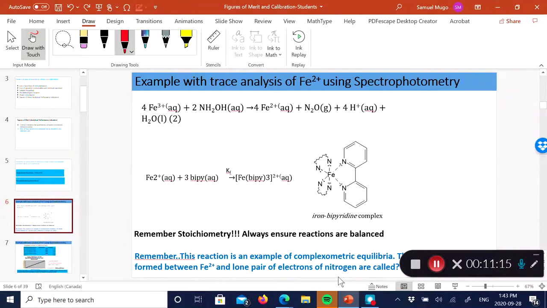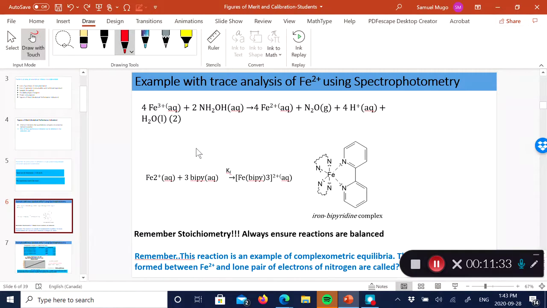I wanted you guys to answer that question. But nonetheless, it's a coordinate dative bond because the electrons that are involved in the bond formation are all of them being donated by the bipyridine, and the iron is just receiving them.